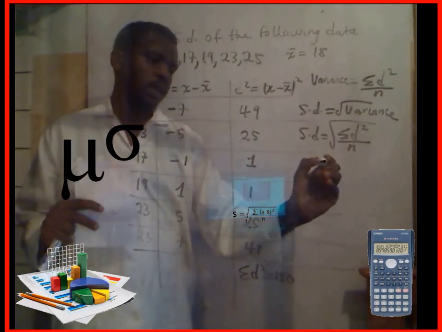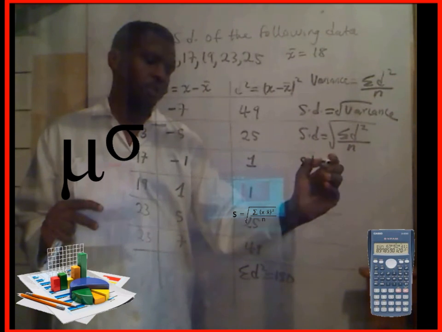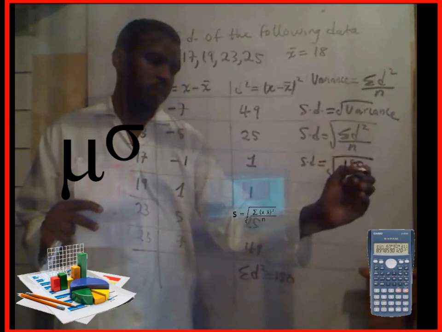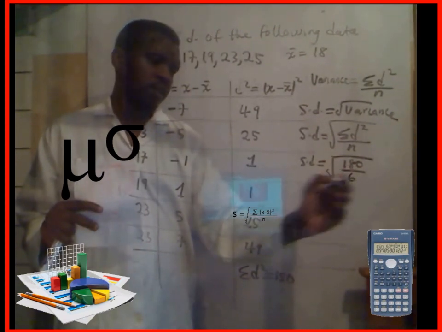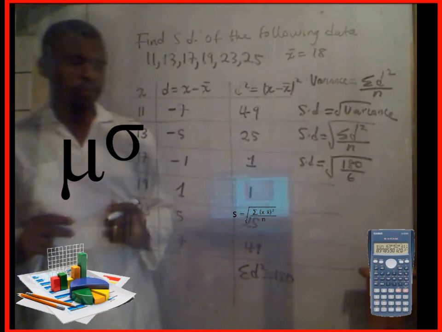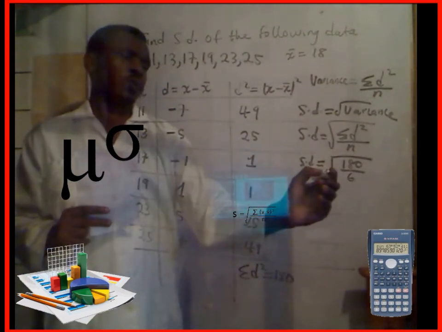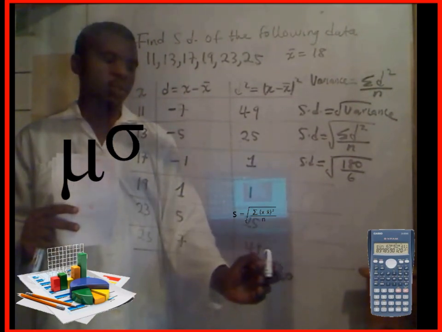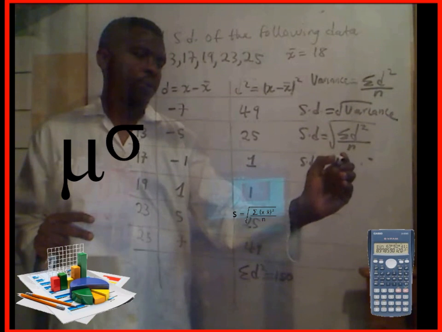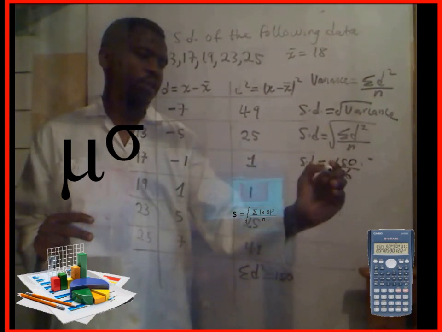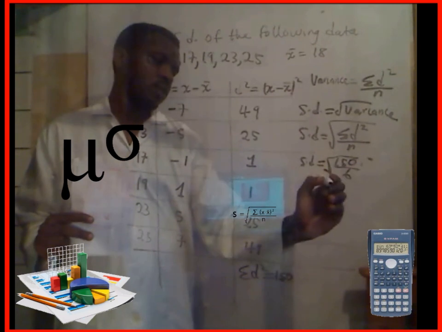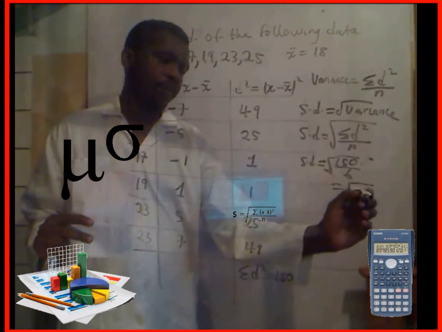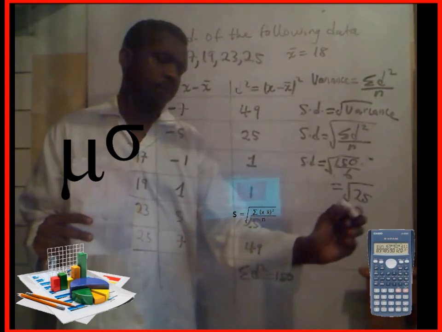So in our case, the standard deviation will be equal to the square root of 180 divided by 6. The summation of the deviation squared gives us 150. Square root of 150 divided by 6. So this is equal to the square root of 25. So our standard deviation is equal to 5.